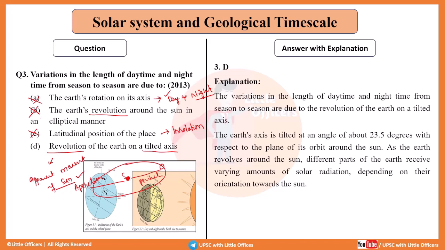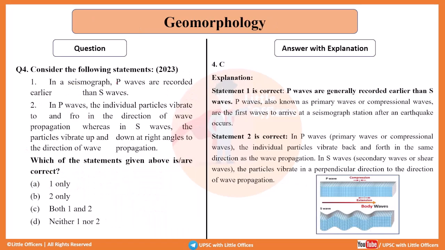It is because of the tilted axis of the earth, and the earth is rotating and revolving around the sun with this tilted axis. That is the one which is causing these changes in the duration of the daytime and nighttime, and it also causes seasonal variations, season to season, right? So the answer is D here.